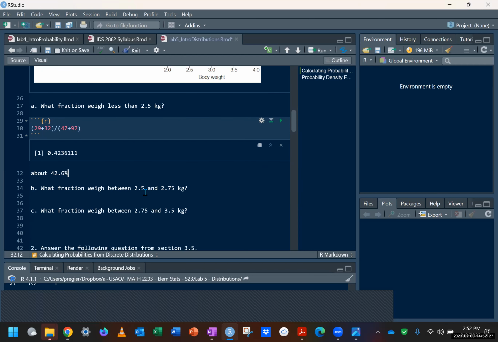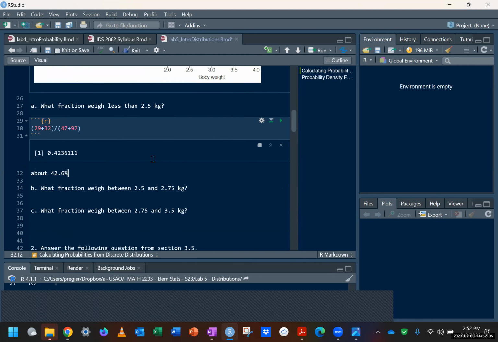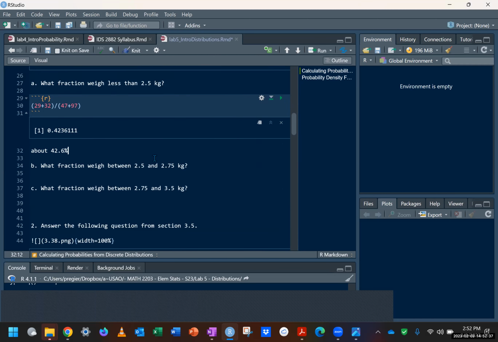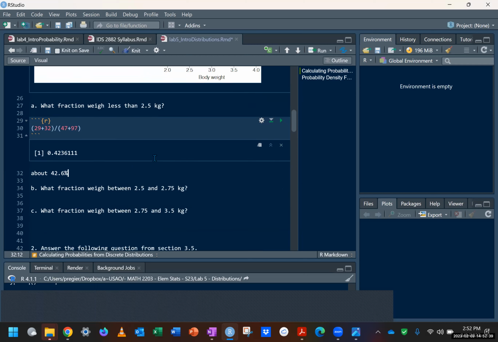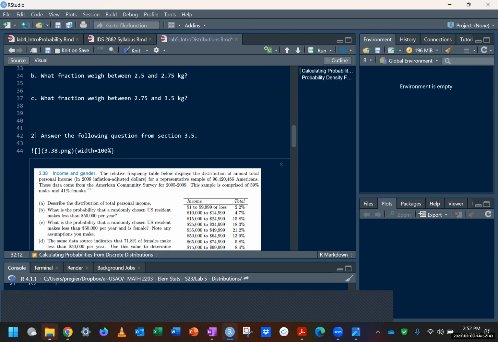You could answer the rest of the questions, 2.5 to 2.75, 2.75 to 3.5. That would be these three categories. Try to do the rest of these on your own, and you could even try to do the next one on your own as well, and only use the video if needed.